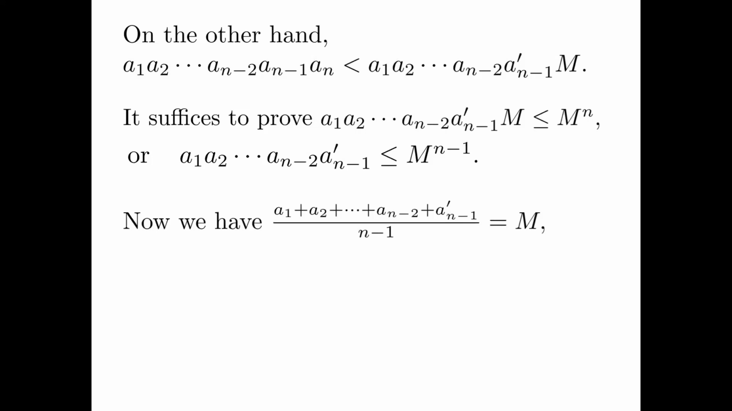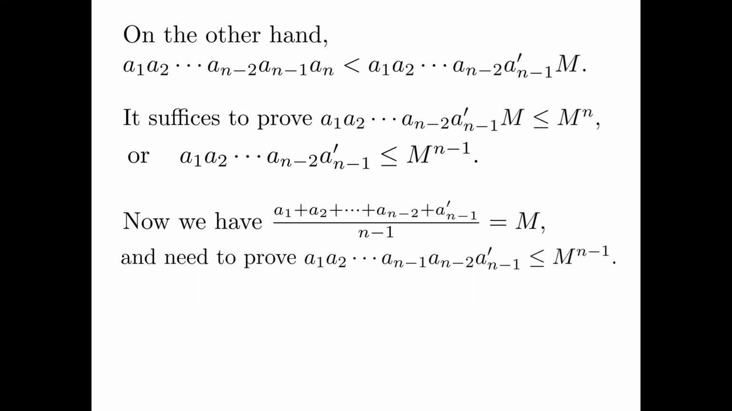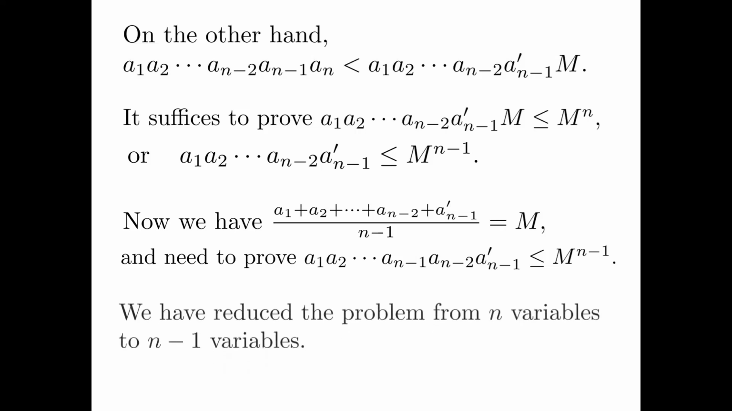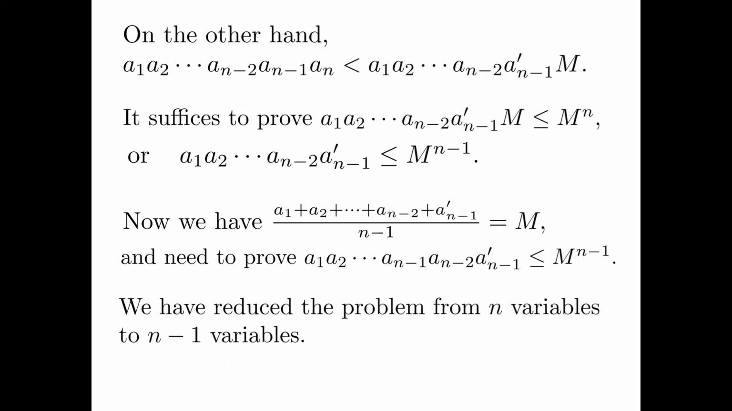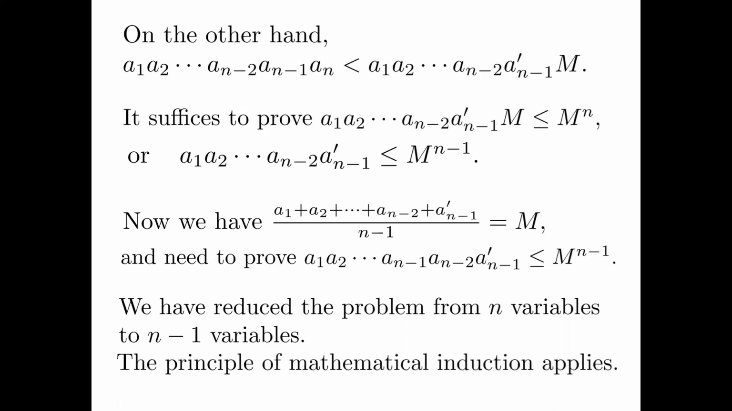Now, let's see what we have. We have n minus 1 numbers. Their average is m, and we want to prove that their product is less than or equal to m to the power n minus 1. So we successfully reduce the problem of n variables to n minus 1 variables. We can repeat this process again and again to n minus 2 variables, n minus 3 variables, all the way down to 2 variables, which we already established. Therefore, we can prove this inequality by the principle of mathematical induction.